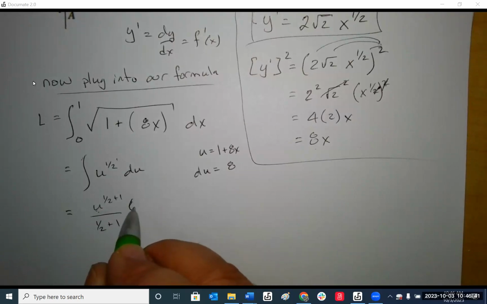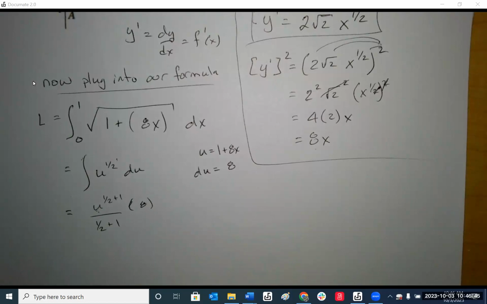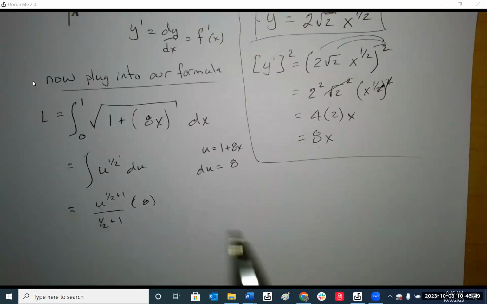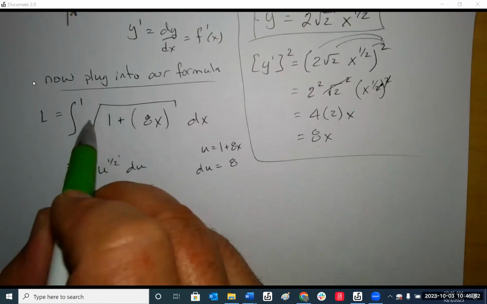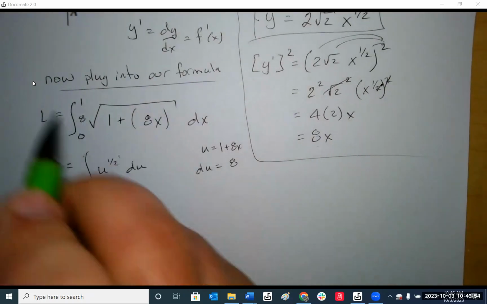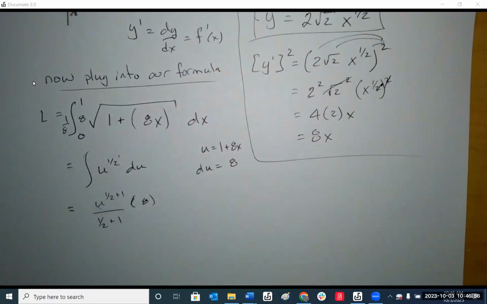That's going to be u. And then du is going to be 8. But we don't have an 8. And so what are we missing? We have to put an 8 there. So we have to have 1 over 8 out in front.